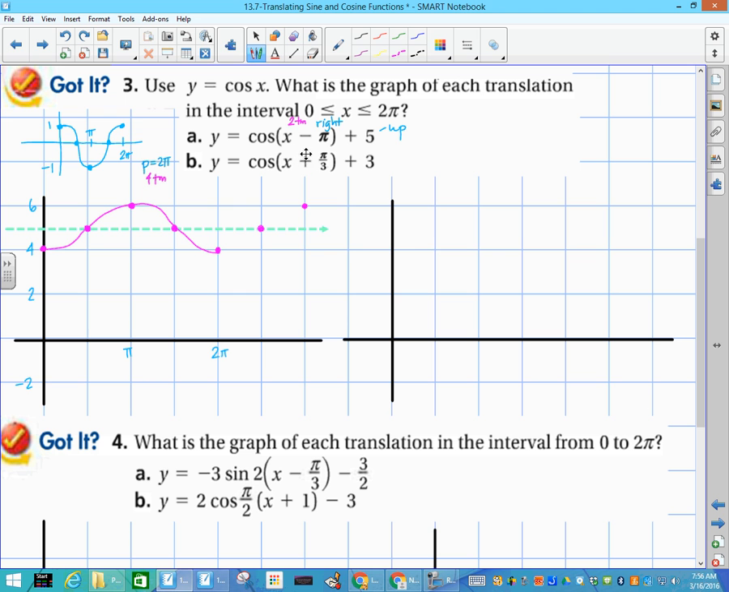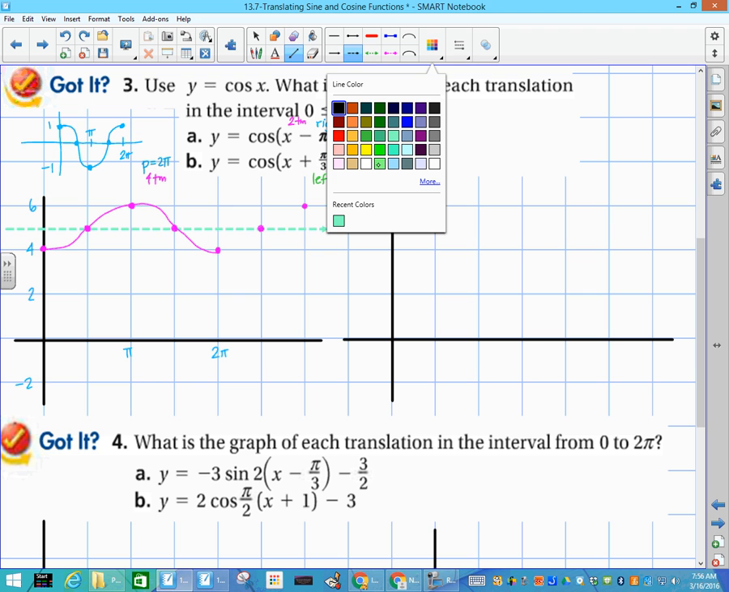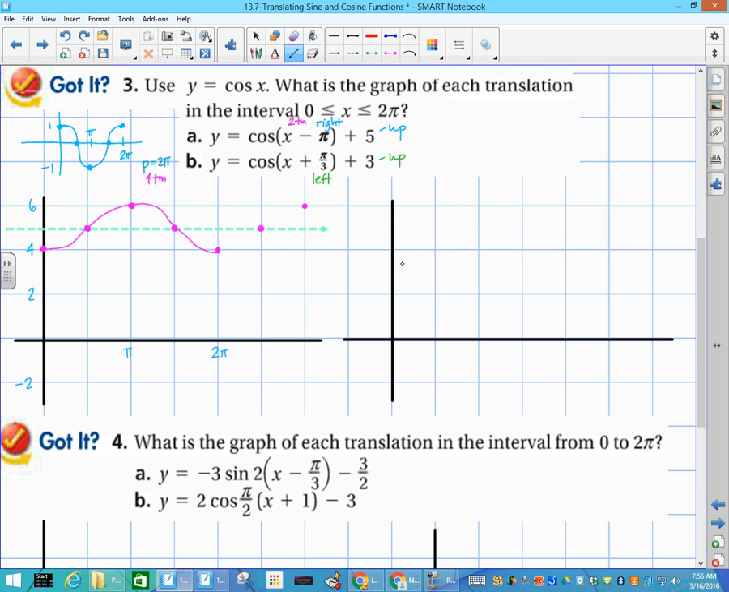y equals cosine of (x plus pi over 3) plus 3. So I have plus pi over 3 means I'm going to move to the left, and plus 3 again moves up. So I'm going to go graph that midline again. Let's go with that color this time. Oh, I didn't label. My bad. All right, so let's go. I think we should go in twos again. So let's go 2, 4, 6, -2. All right, now go back to my midline.